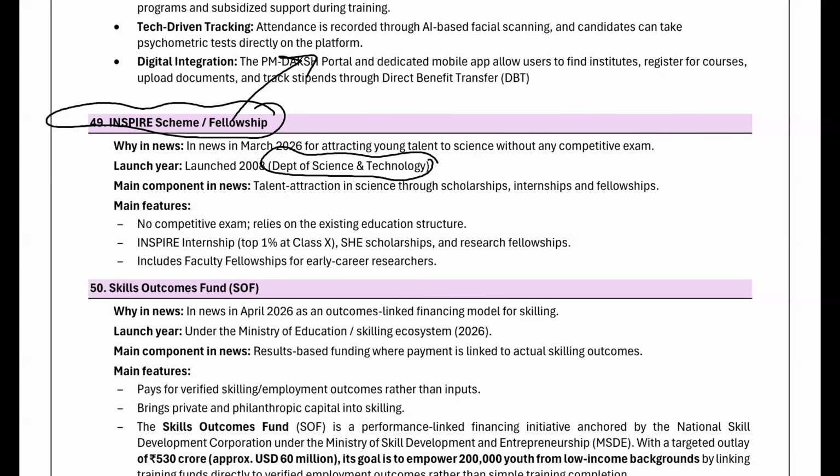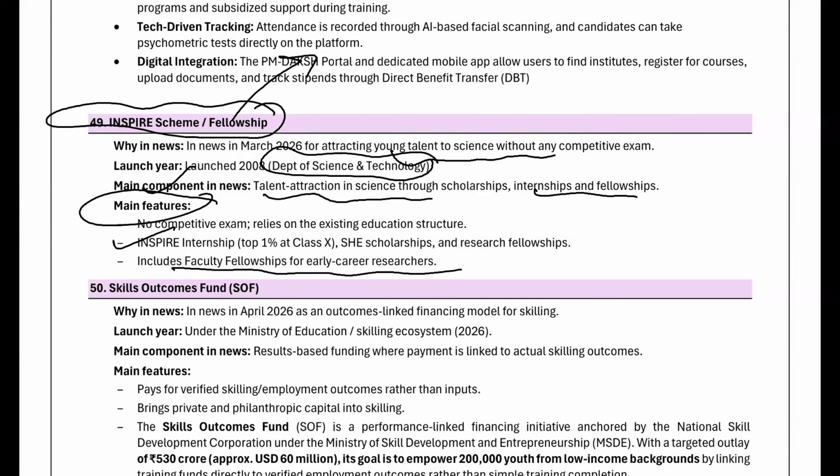Now, why is it in the news? It is in the news for attracting young talent to science without any competitive exam. Okay, what is the main component? Very easy. It is a talent attraction scheme through scholarship, internship, and fellowship. The main features are no competitive exams and reliance on the existing education structure. Inspire internship for the top 1% at class 10, scholarship, and research fellowship, which includes faculty fellowships for early career researchers, right? So this is all about the news on the 49th scheme, the Inspire Scheme Fellowship, right?